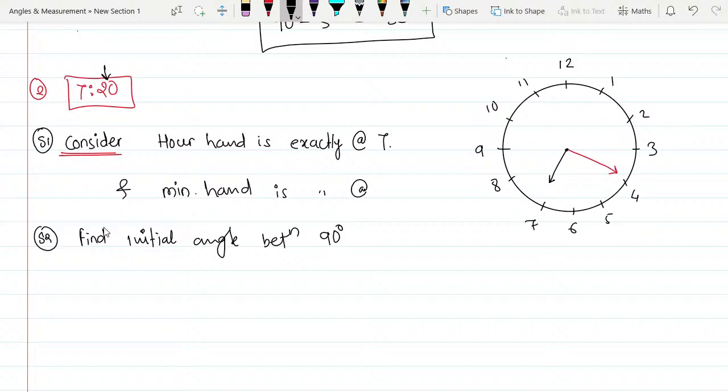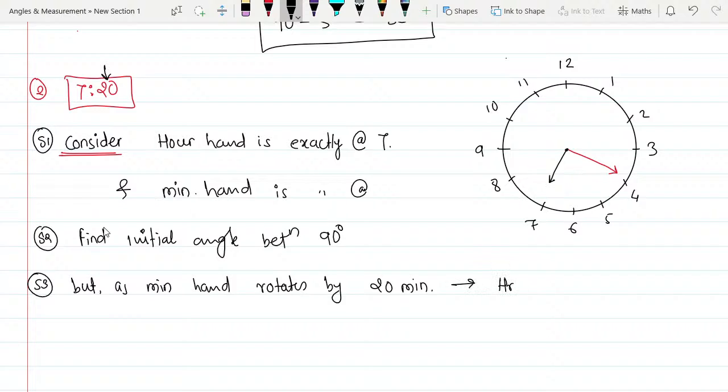Yes, cool. Now if we consider the exact rotation of this minute hand, as the minute hand rotates by 20 minutes extra, the hour hand will move clockwise.